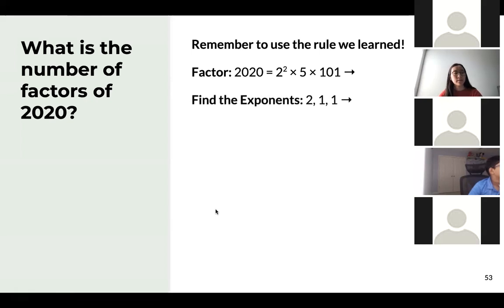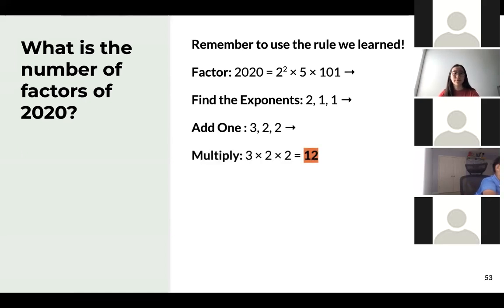All right, it looks like you guys have the hang of it mostly. So the exponents are 2, 1, and 1. Add 1 to all of them, they become 3, 2, 2. And then you multiply those together to get 12. So good job, those of you who put 12 in the chat.